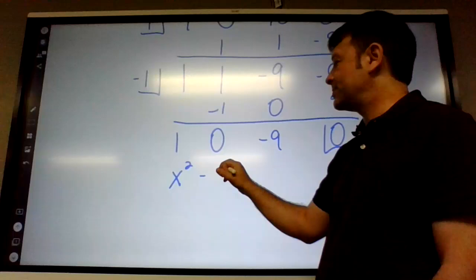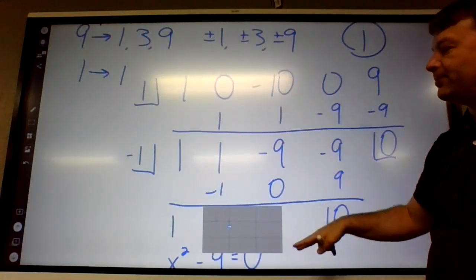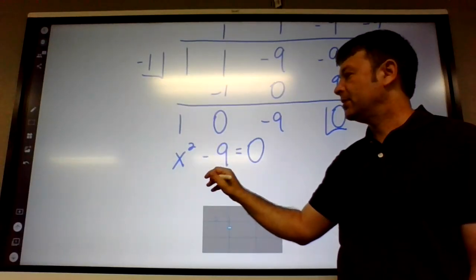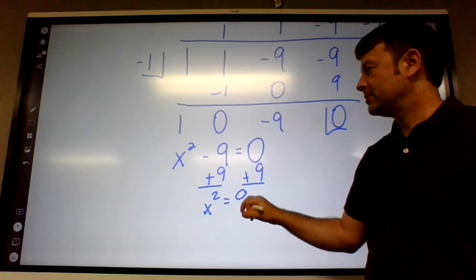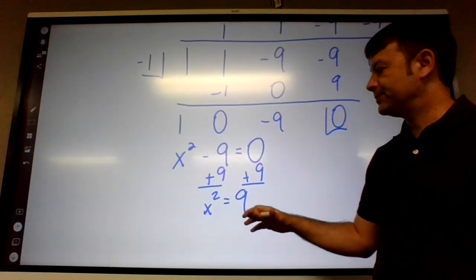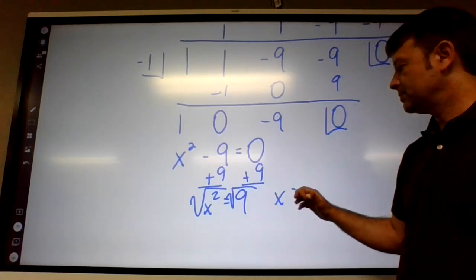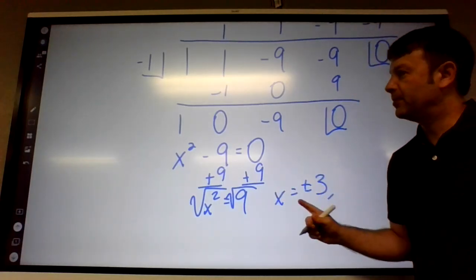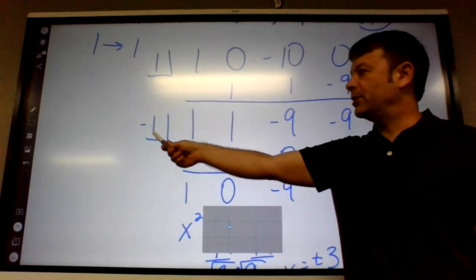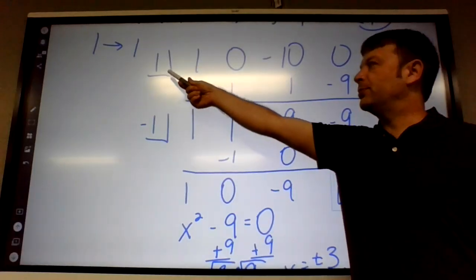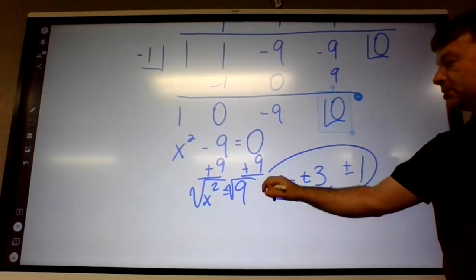Okay, so this stands for x squared minus 9. I could keep plugging stuff in, but now that I've got it down to a quadratic, I'm just going to solve for x. X squared is 9, so x is the square root of 9, plus or minus 3. Okay. That's only 2 of my answers. Negative 1 worked, and 1 worked. So actually, positive and negative 1 also worked. So that one had 4 answers.